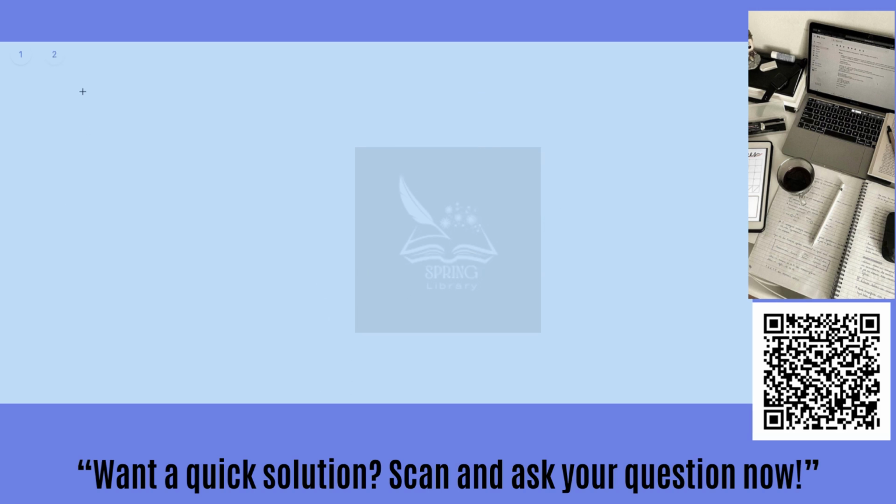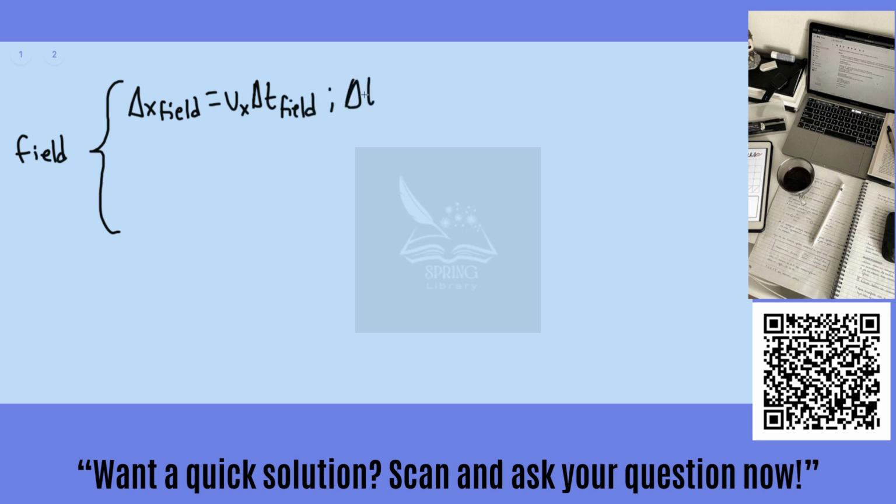So now let's evaluate the field. So everything that goes on in the field. So we have delta x of the field. This is going to equal Vx times the time in the field. So we know that the time in the field is going to be equal to delta x in the field divided by V sub x.